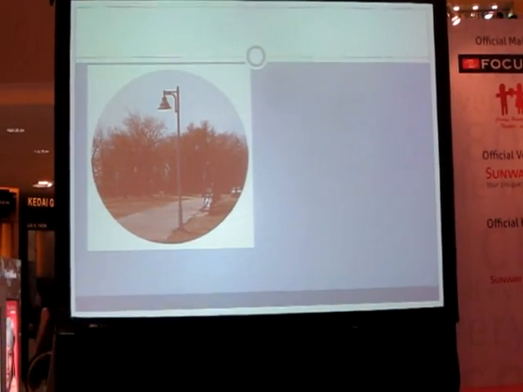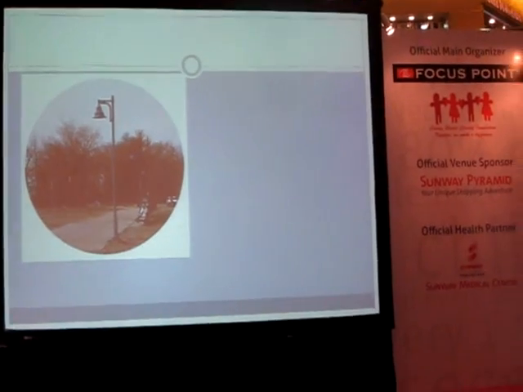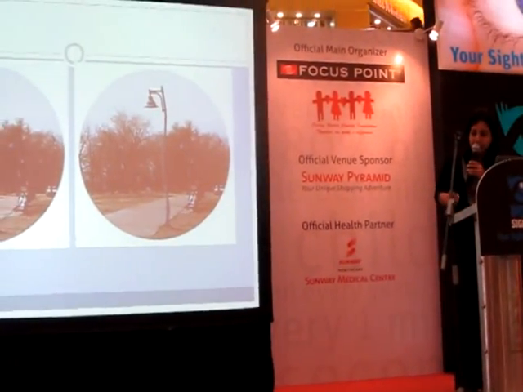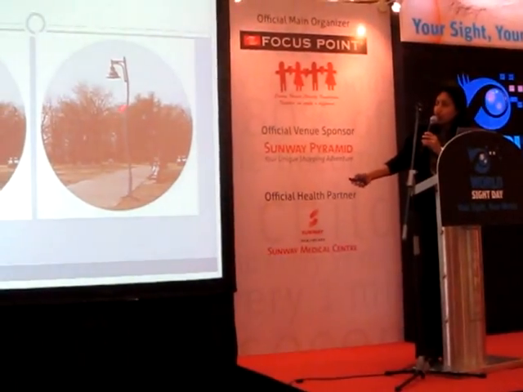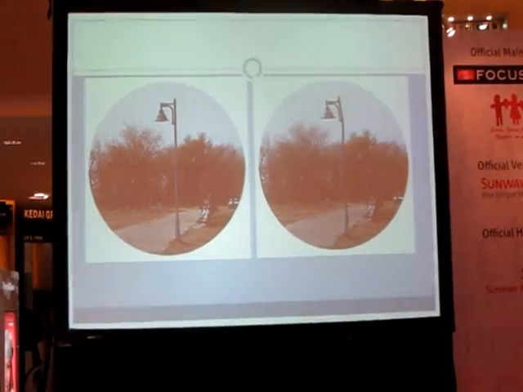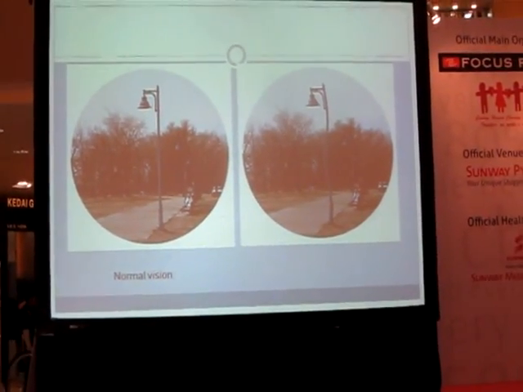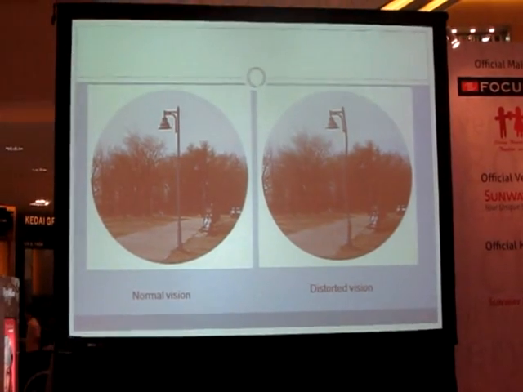This is a normal lamppost. It looks very nice. Now, if someone has distorted vision, they will actually see the lamppost looking crooked, and this is also a symptom of distorted vision which can be caused by diabetic retinopathy, which is one of the causes.